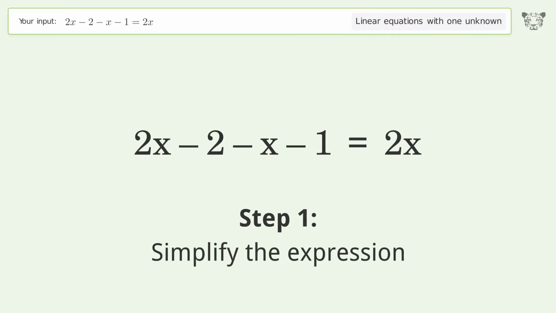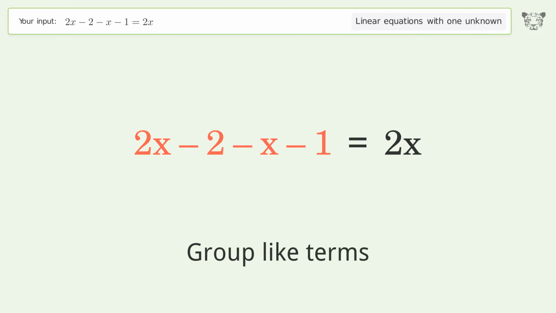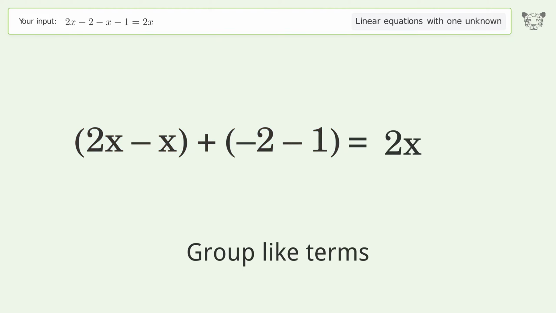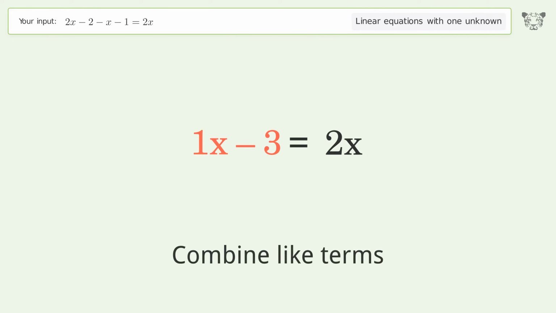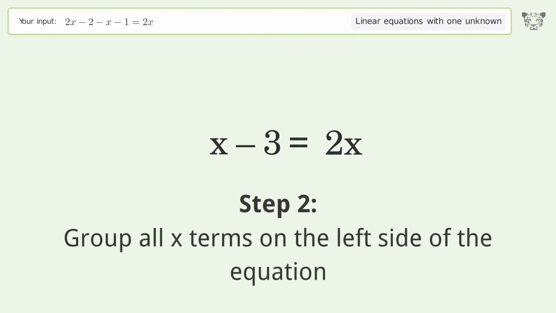Simplify the expression. Group like terms. Simplify the arithmetic. Combine like terms. Group all x terms on the left side of the equation.